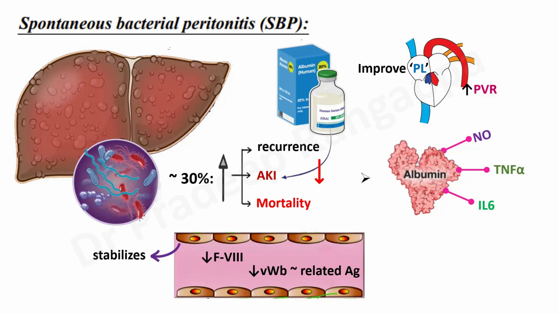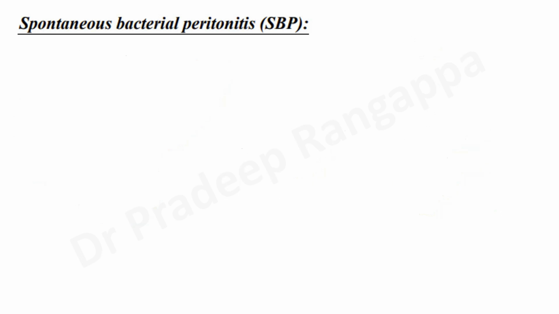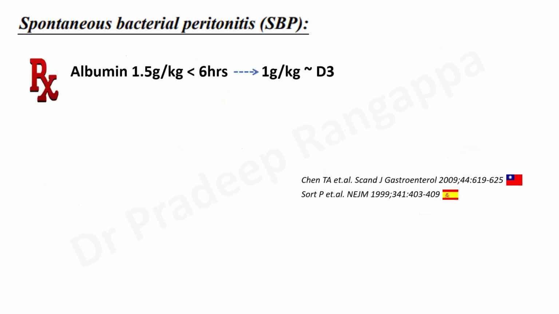So these are some of the effects in which it tends to act and minimize the morbidity and mortality associated with SBP. And so there are two studies that have shown the benefit of using albumin. This was one study which came in 2009, where they used albumin 1.5 grams per kg within 6 hours, followed by 1 gram per kg at day 3. This is the dose they used in patients with SBP. So within 6 hours, they used 1.5 grams.